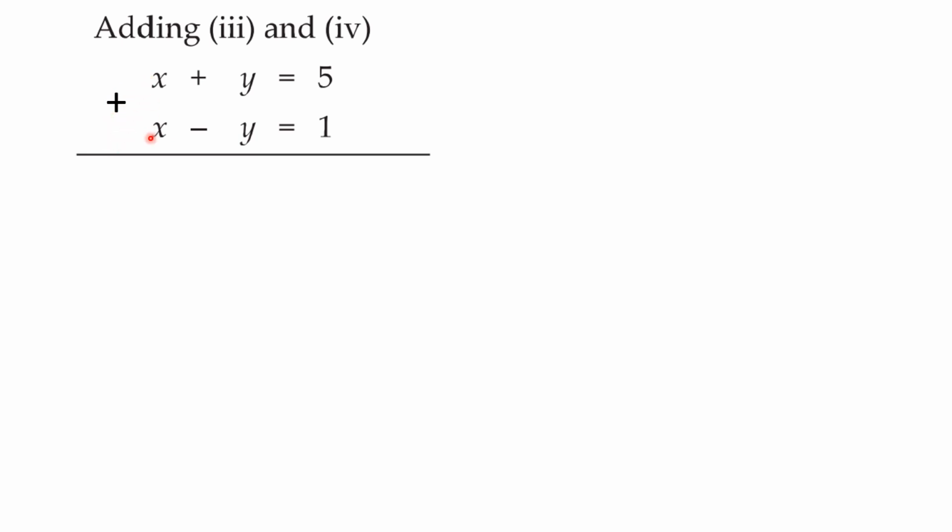So x plus x we will get 2x here, and plus y and minus y will get cancelled, and 5 plus 1 is 6. So what we will get, 2x is equal to 6, and then x is equal to 6 divided by 2, that is 3. So we got value of x as 3.